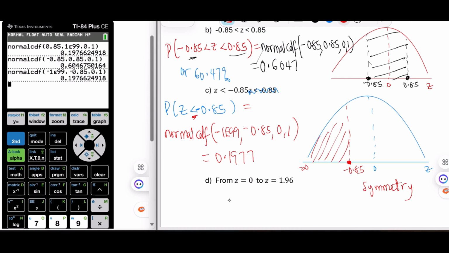So I want you to do part D and put the answer in the comment section. Okay, let's see if you understand it.